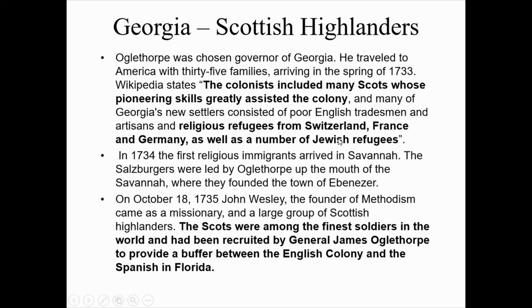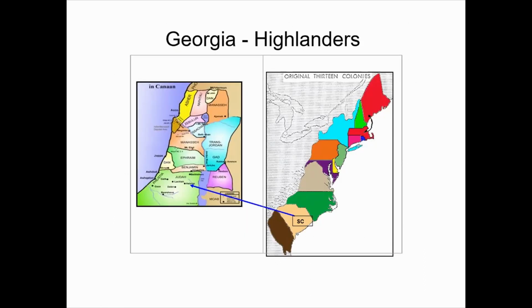Now, in October 1735, this is when John Wesley, the founder of the Methodist Church, became a missionary, and a large group of Scotch Highlanders came. The Scots were among the finest soldiers in the world and were recruited by General James Oglethorpe. And they used them, like I said, as a buffer between the Florida area, where the Spanish had come in and settled.